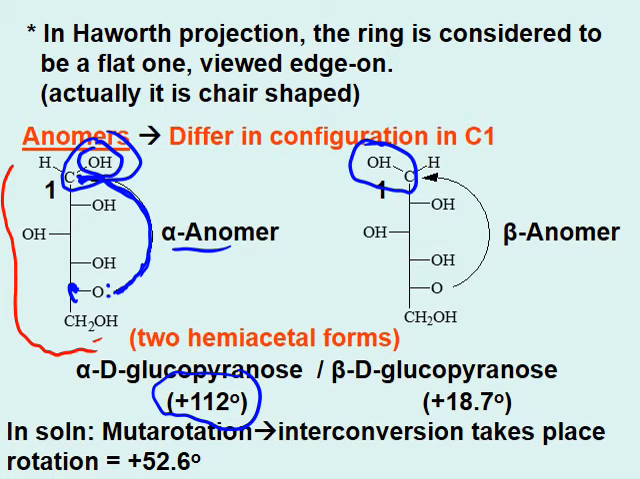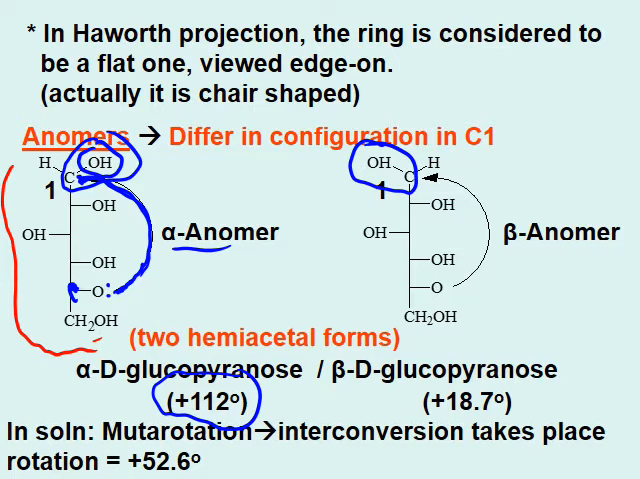So it's significantly different. Now, just to remind you what specific rotation is, you know that these are all optically active. That means they rotate the plane of polarized light. So in both cases you see that, and in the case of alpha D-glucopyranose, that rotation happens to a much larger magnitude than with beta D-glucopyranose.